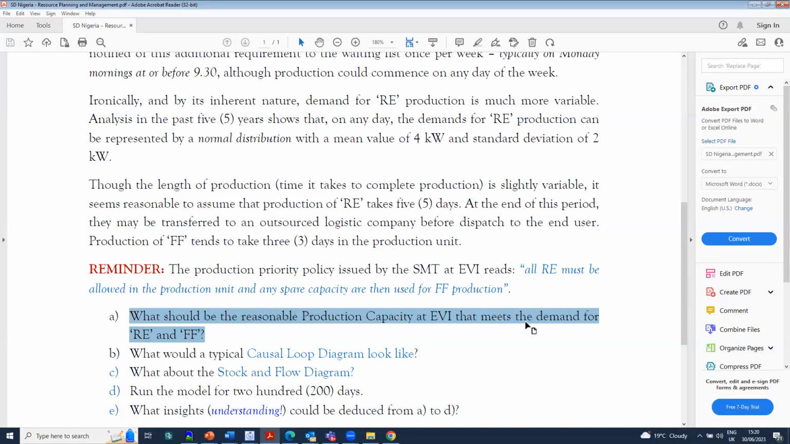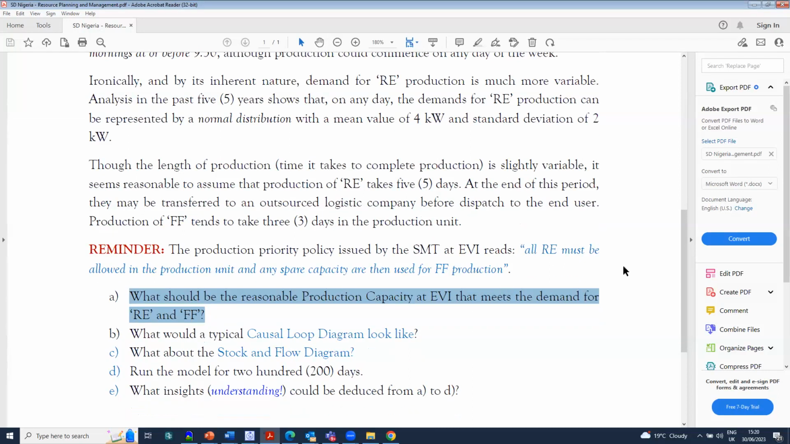Any clarification on that? Any clarifications on that? So question number 1 is about 29 kilowatts per week.